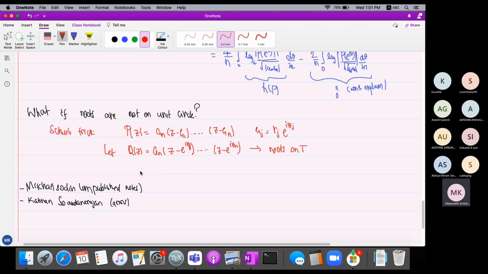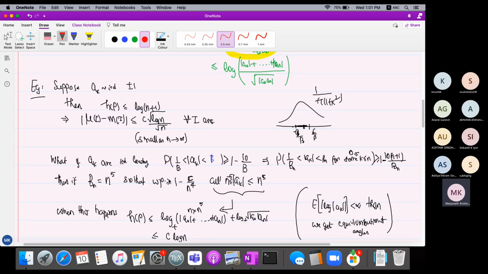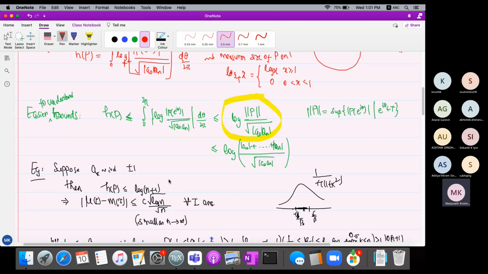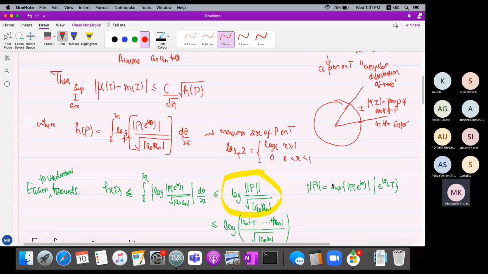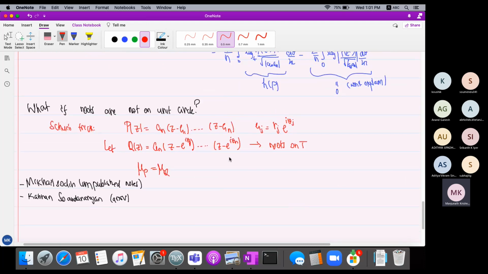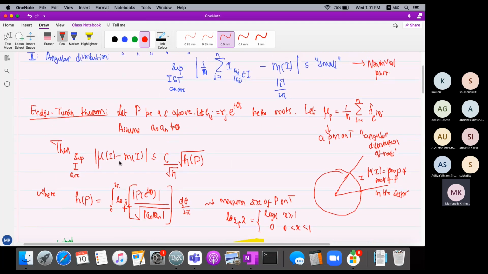Okay, so if you look at mu_p and mu_q, they are the same. What is mu_p? I mean the angular distribution of roots, right? Where did I define that? I defined mu_p as 1 over n summation, but you put the masses at the radial projections, on the unit circle, and p and q have the same radial projections. The zeta_j's project to e^(i theta_j), so mu_p is mu_q. So the masses mu_p(I) and mu_q(I) are the same. So what are you trying to show? You are trying to show that mu_p(I) minus m(I) is bounded by some quantity.